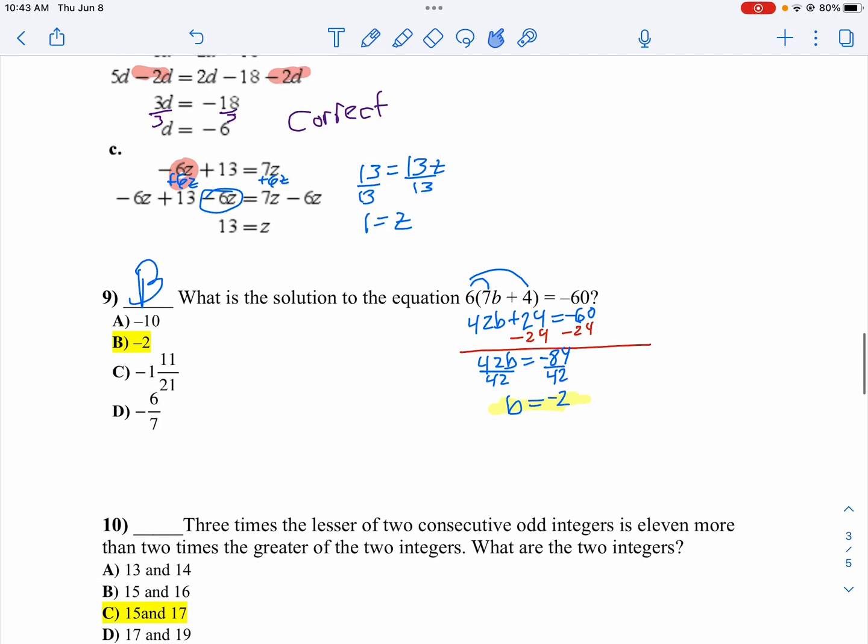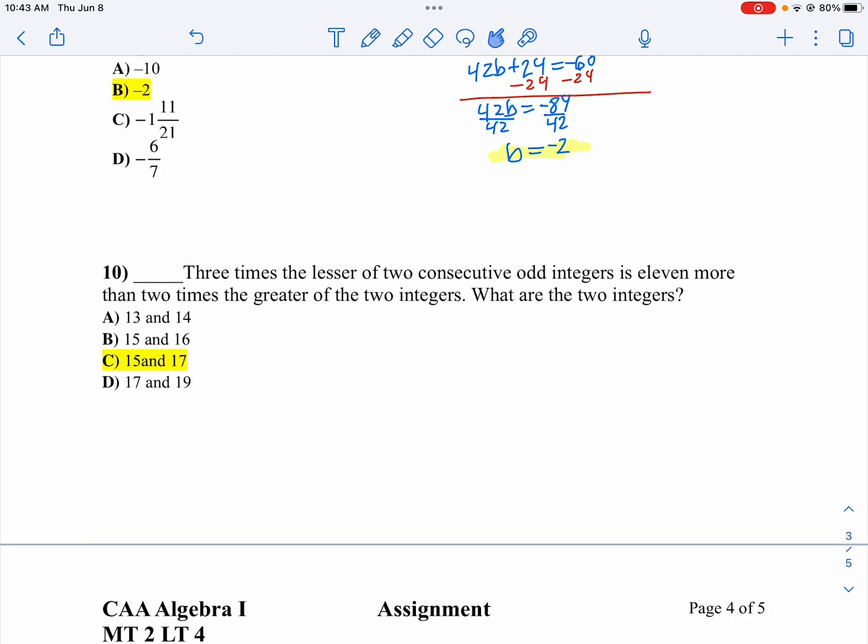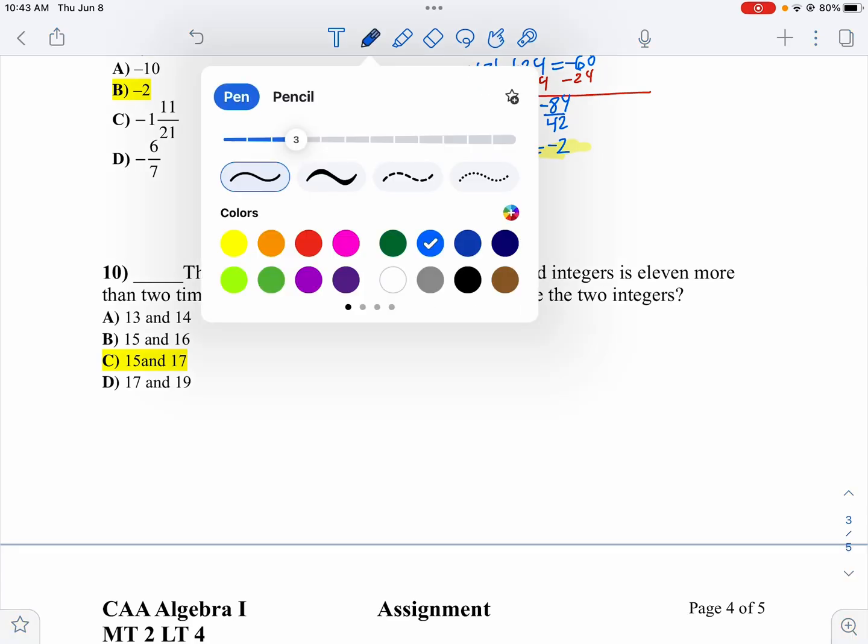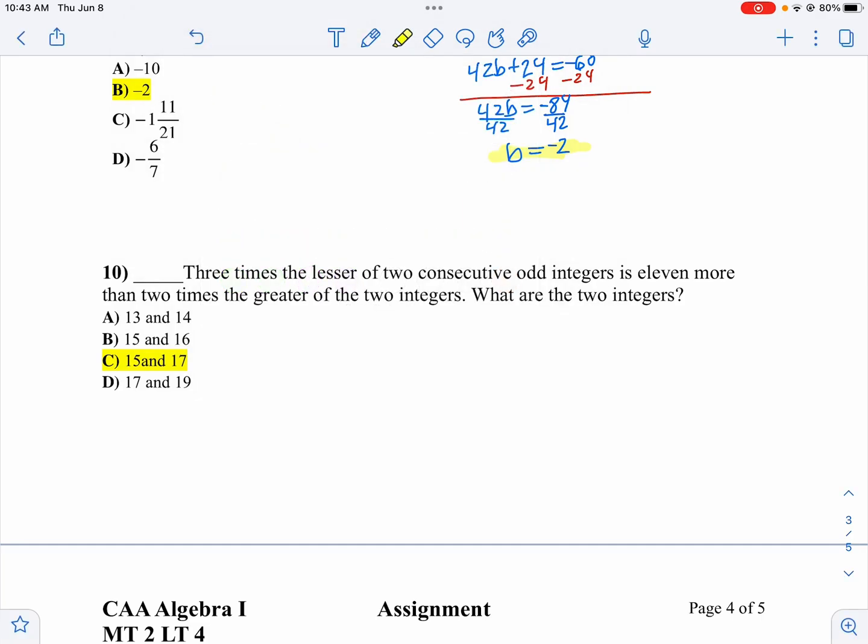Okay, looking at number 10. It says 3 times the lesser of 2 consecutive odd integers. Oh, we got those integer things again, don't we? So, since we have consecutive odd integers, remember we represent them just like they're even because they're 2 apart. So I'm going to let my first integer be n. My second integer is going to be n plus 2. Now we're going to convert this into algebra. It says 3 times the lesser. Well, my lesser is n.